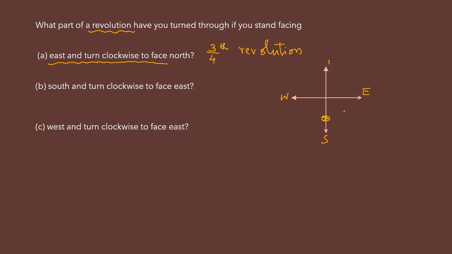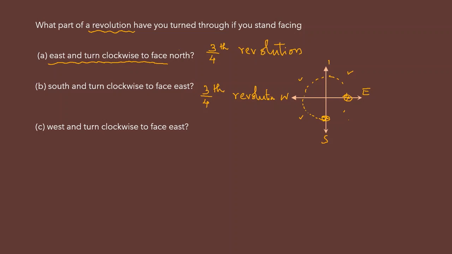So clock hands, how will you move? Clockwise to face east. So the clock hand will be moving this way, and then you have to reach east. So you are reaching east here. Now again the question is, how much revolution did you turn? So again we have 1, 2 and 3, 3 parts. So it is 3/4 revolution. We have again got 3/4 revolution.